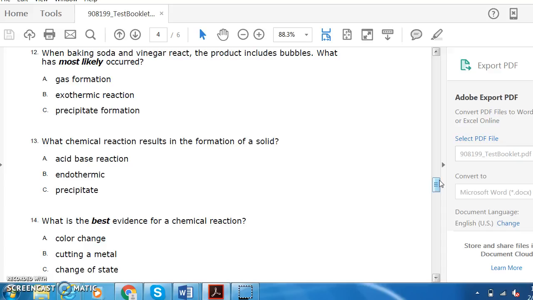Number 13. What chemical reaction results in the formation of a solid? A. Acid-base reaction. B. Endothermic. Or C. Precipitate.